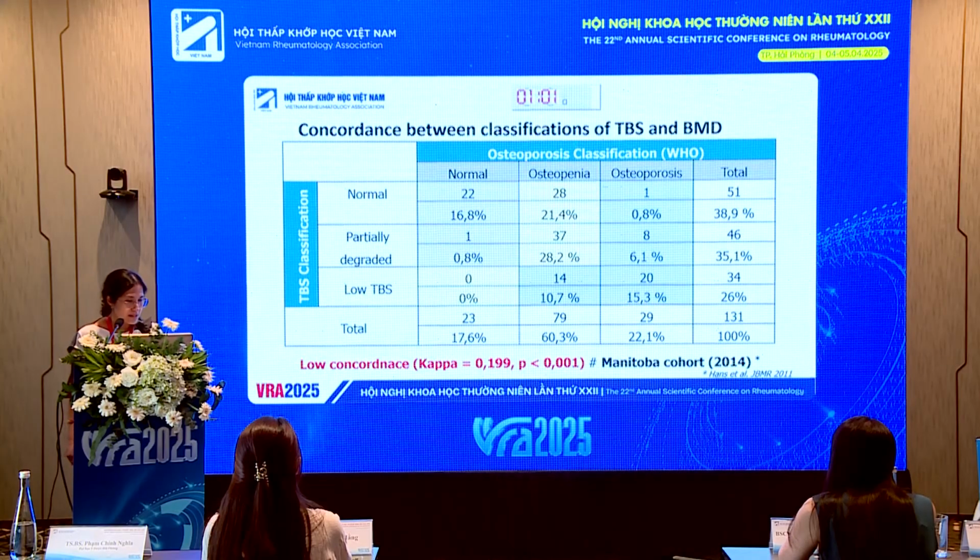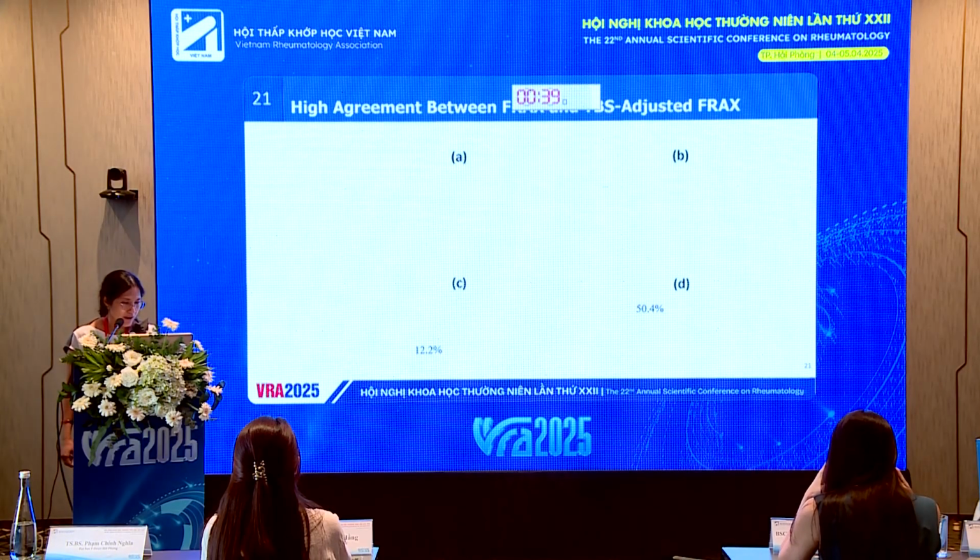We also studied the concordance between the classification of TBS and BMD. We found a low concordance with a Kappa equal to 0.2, and this is compatible with the Manitoba cohort in the general population. So we advise using the combination of both TBS and BMD to study bone health.